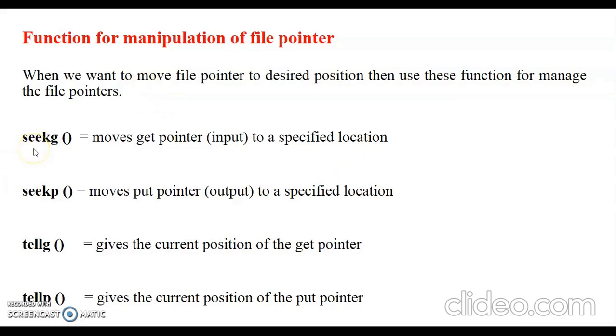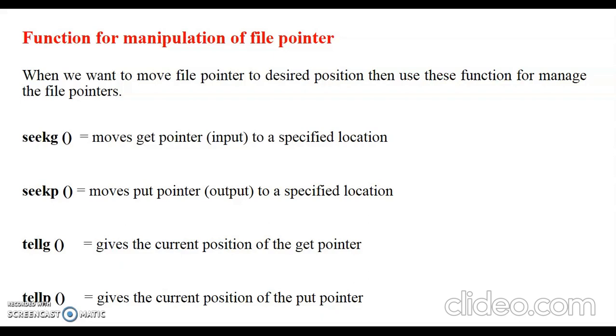The first one is seekg. Basically we have two kinds of functions, seek and tell. If we are talking about the input pointer, then the functions will be seekg and tellg. If we are talking about the output pointer, then the functions will be seekp and tellp. seekg moves the get pointer, or input pointer, to a specified location.